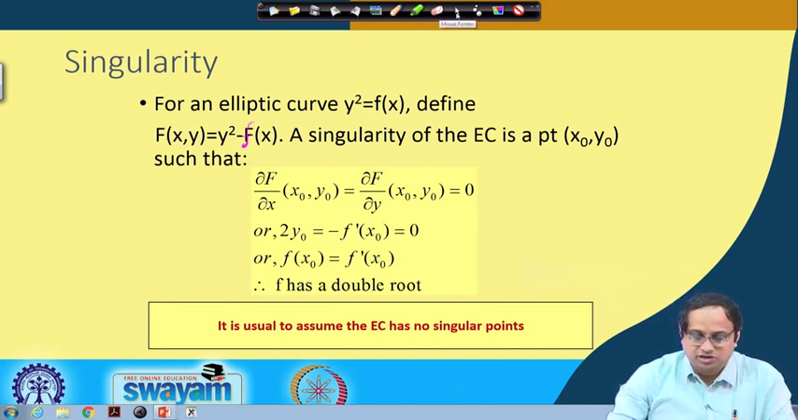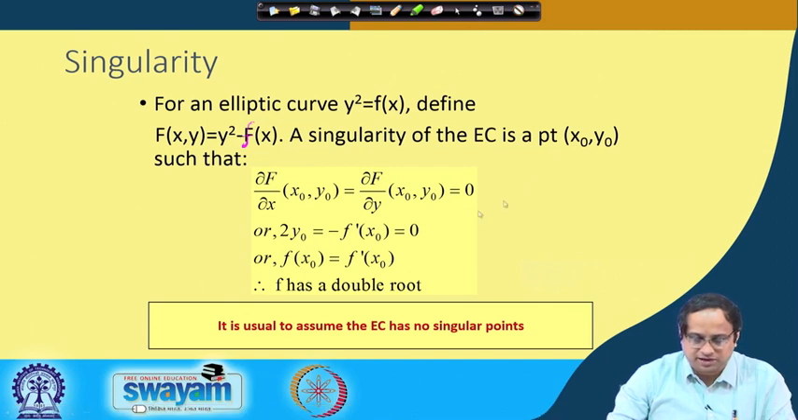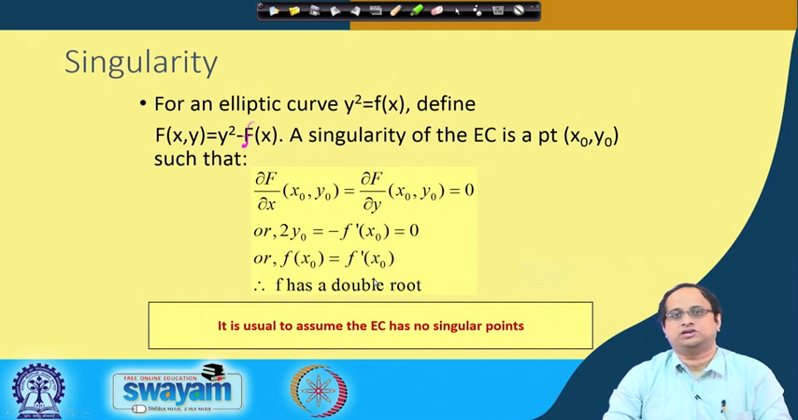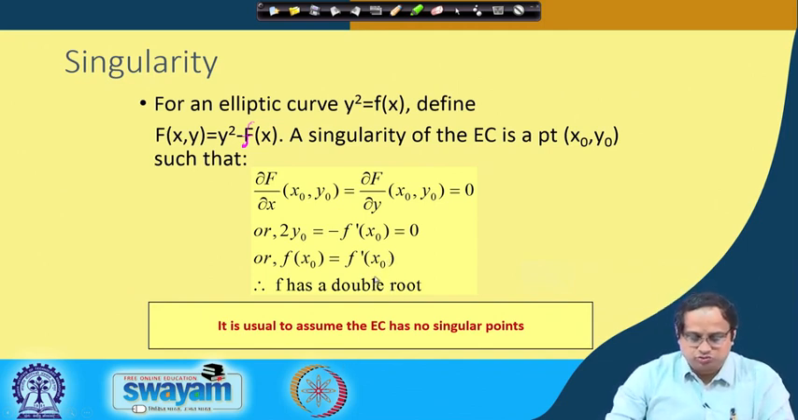Now you can easily verify that 2 y0 is equal to 0, which means y0 is equal to 0, which means f(x0) is equal to 0, and likewise f dash (x0) is equal to 0. So, the curve has a double root at the point x0. It satisfies the curve, and it also satisfies this differential equation. It is usual to assume that the elliptic curve has no singular points, and therefore we consider non-singular curves in our discussion.